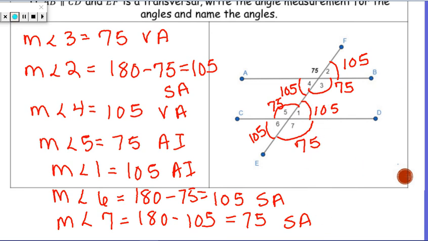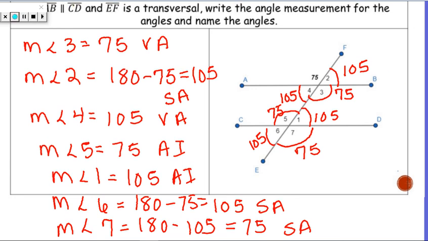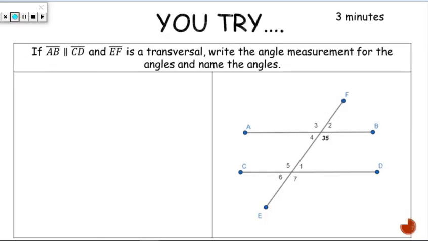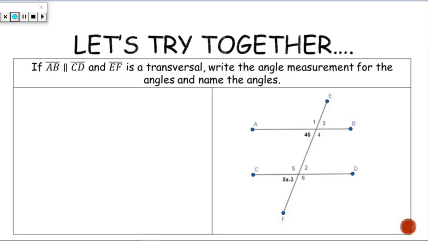Alright, so what I want you guys to do is to go ahead and complete the rest of these problems on your papers, and then let me go over this one with you. Alright, so it's the same rules. It wants you to find the other angles and label. I'm going to go ahead and label all of these angles.